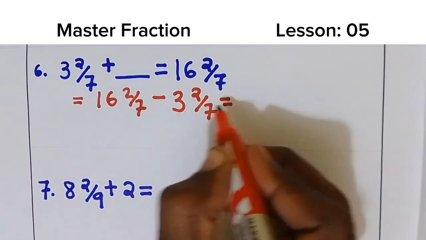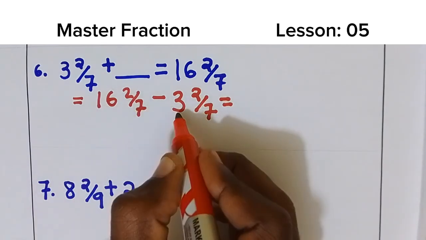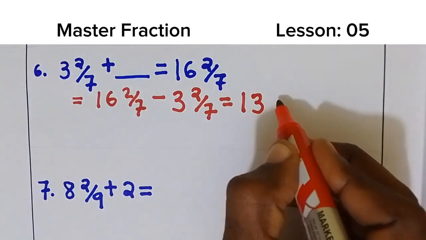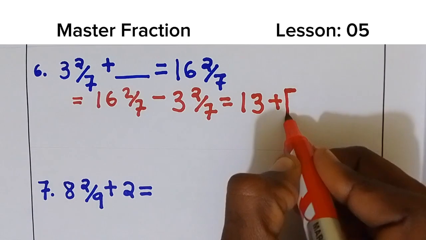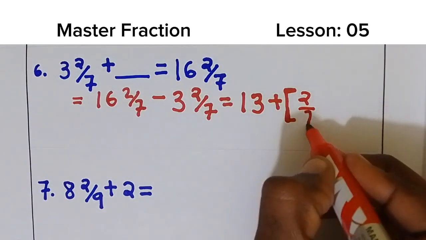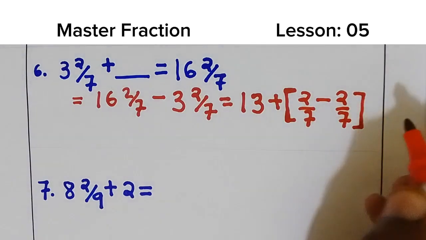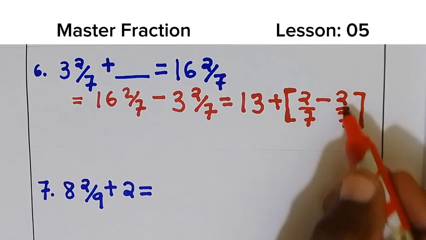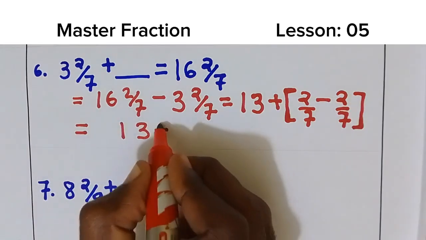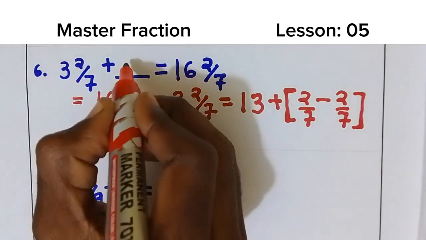This is equal to the whole number, take away whole number, that is going to be 16, take away 3. We are going to remain with 13. Plus the fraction, take away fraction, that is 2 over 7, take away 2 over 7. From which 2 over 7, take away 2 over 7, we are going to get 0. 13 plus 0. So the number that is supposed to be added is 13.